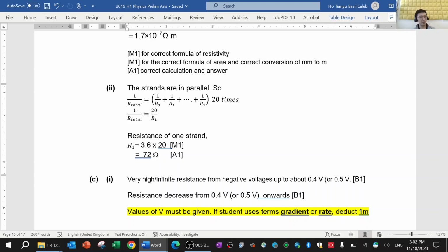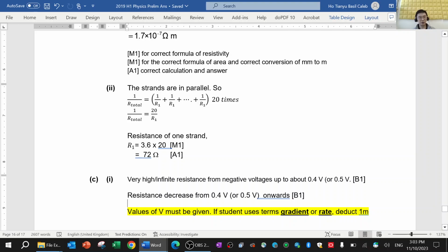Okay, but here if you look carefully, the question only asks you to describe, right? C part 1, the command verb here, use figure 7.2 to describe. That means you don't need to explain why, okay, just state. So resistance will decrease.